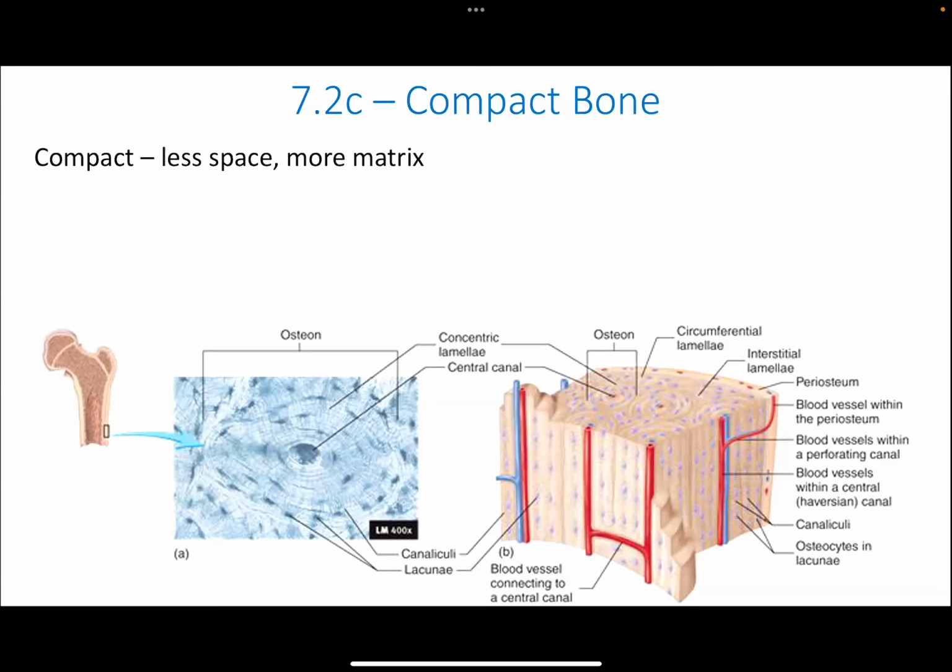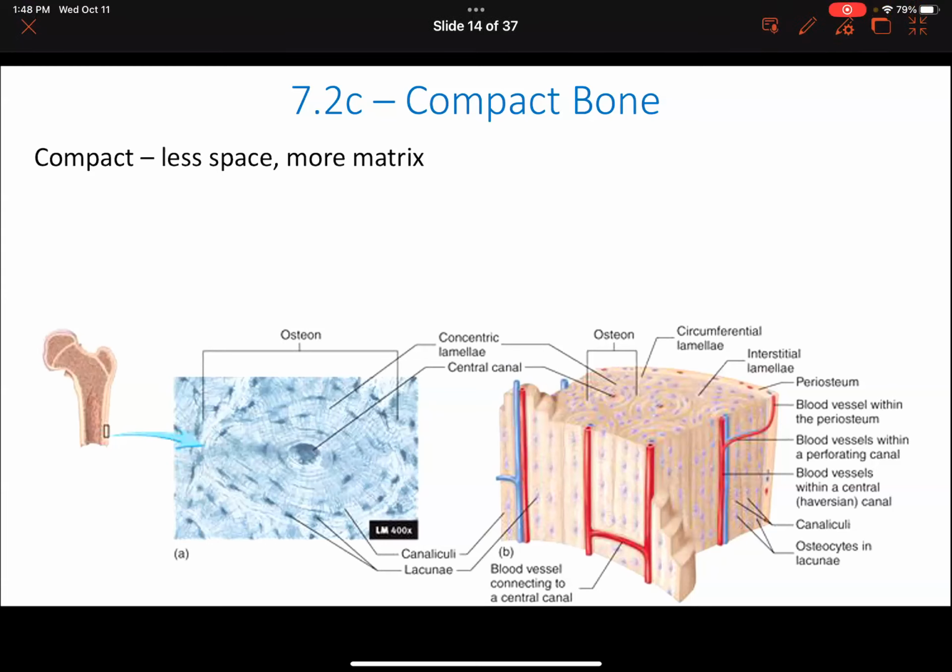We've looked at a lot of compact bone when we looked at the osteons and the matrix here. So just to review the difference between the compact bone and the spongy bone, compact bone has not only less space, as you can see, there's virtually no space, but there is a lot of matrix to give that strength and the compactness.